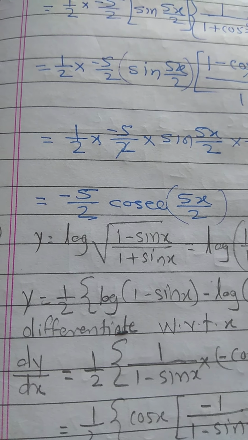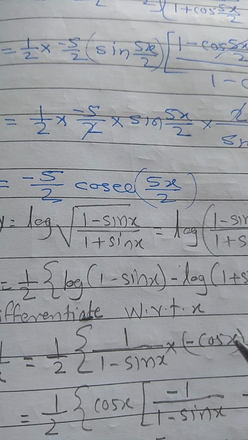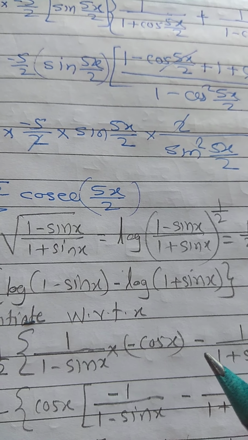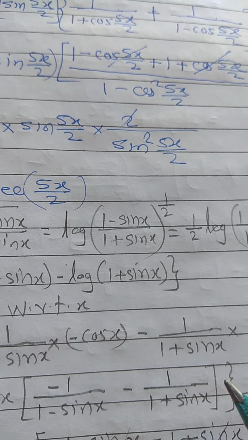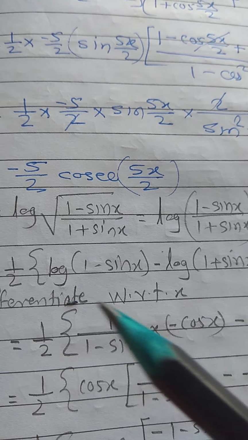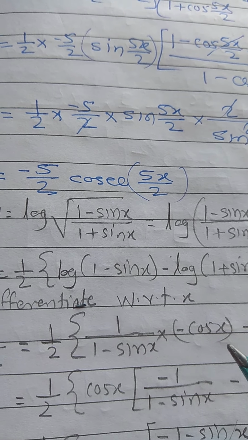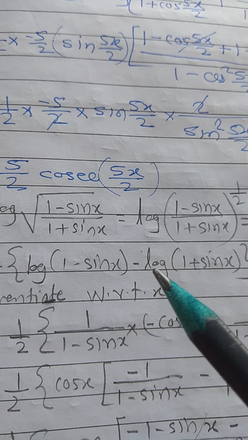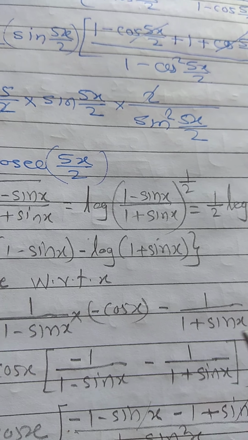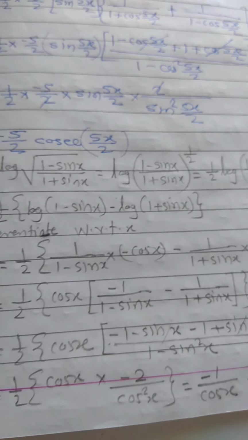1/2 as it is, log of something, 1 upon that thing, and derivative of sin x is always cos x. Minus sin is as it is. Minus log of something, 1 upon that thing, and derivative of sin is cos x. See here once again, log of something, 1 upon that thing. This minus sin as it is, derivative of sin is cos, minus sin. Derivative of log of something, 1 upon that thing, that means log of 1 plus sin x will become 1 upon 1 plus sin x, and derivative of 1 is 0, derivative of sin is cos of x.